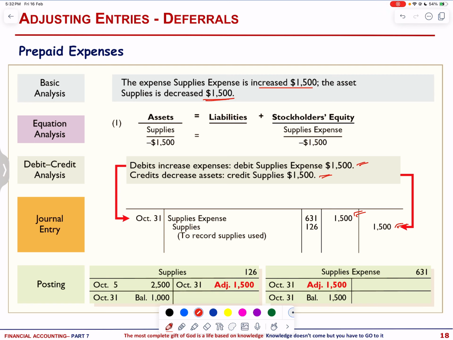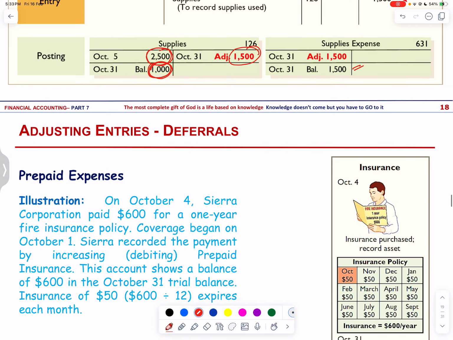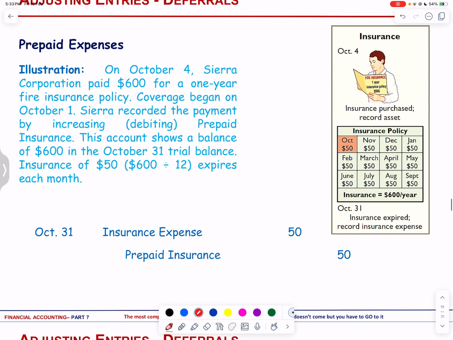We have the balance of 2,500 in the trial balance. Now we have consumed 1,500 of this. So the actual balance at the end of the period is 1,000 and not 2,500 as shown in the trial balance. The supplies expense has increased by 1,500. We will look into a few more and then see the impact on the ledger and the trial balance as we progress. Let us look into another illustration.